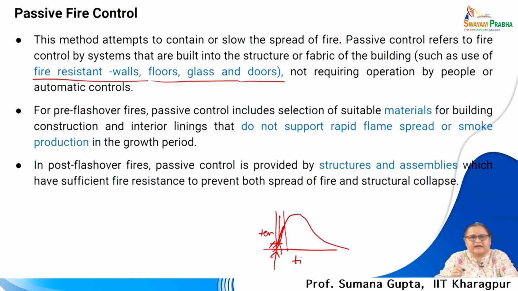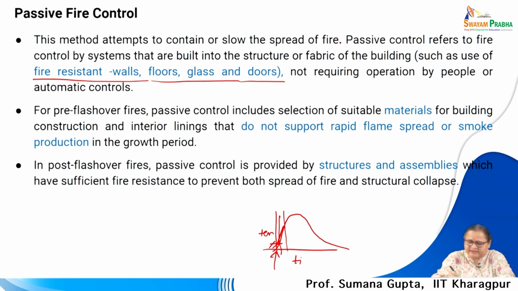If you can control a pre flashover fire, passive control includes selection of suitable materials for building construction and interior linings, as we discussed in the previous module, that do not support rapid flame spread, smoke production or growth of fire. We discussed gypsum, vermiculite coatings, perlite coatings, and asbestos boards. We can have a lining of such materials which can help in passive control of fires.